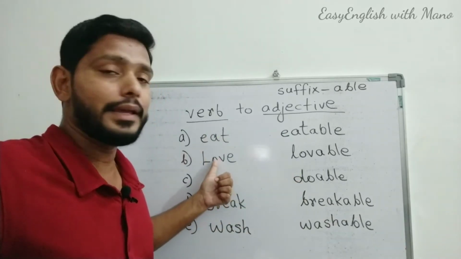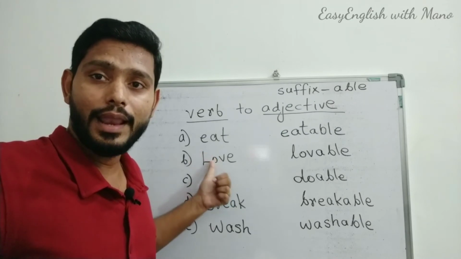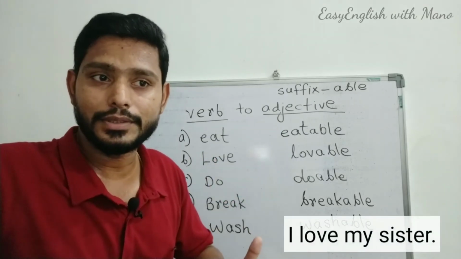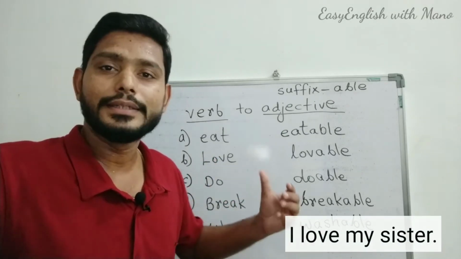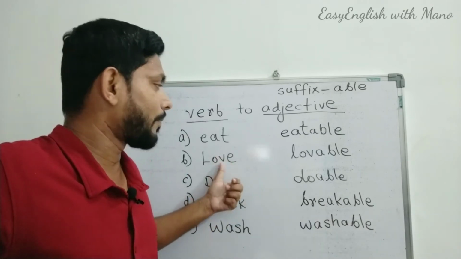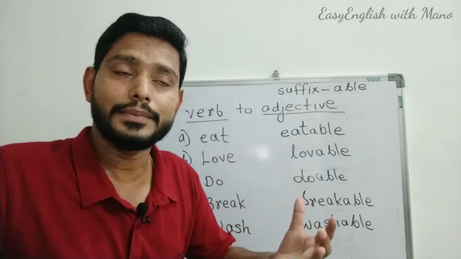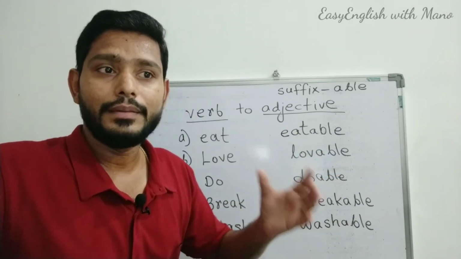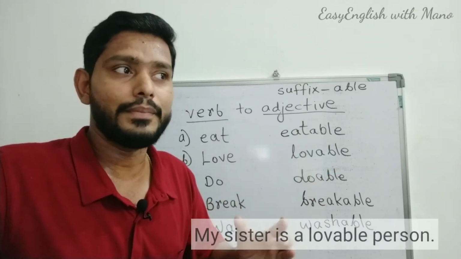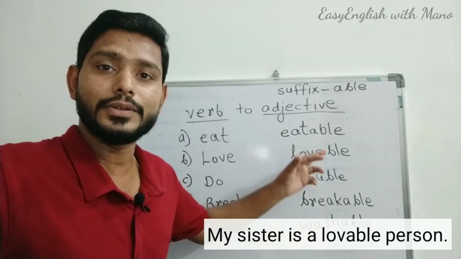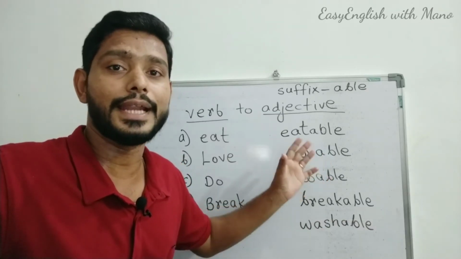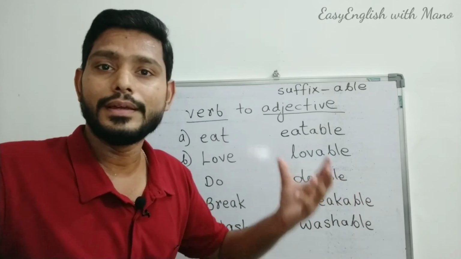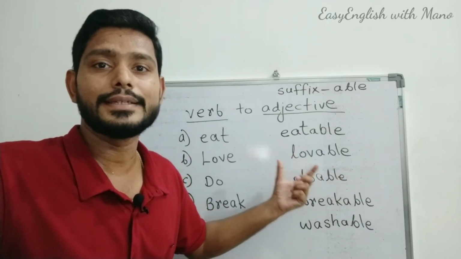The second example I have given for you is love. I love my sister. So here the verb is love. And if I want to tell something more about my sister, then I should use lovable. My sister is lovable. My sister is a lovable person. So here lovable is used as an adjective that tells more about the person, sister, in this sentence.